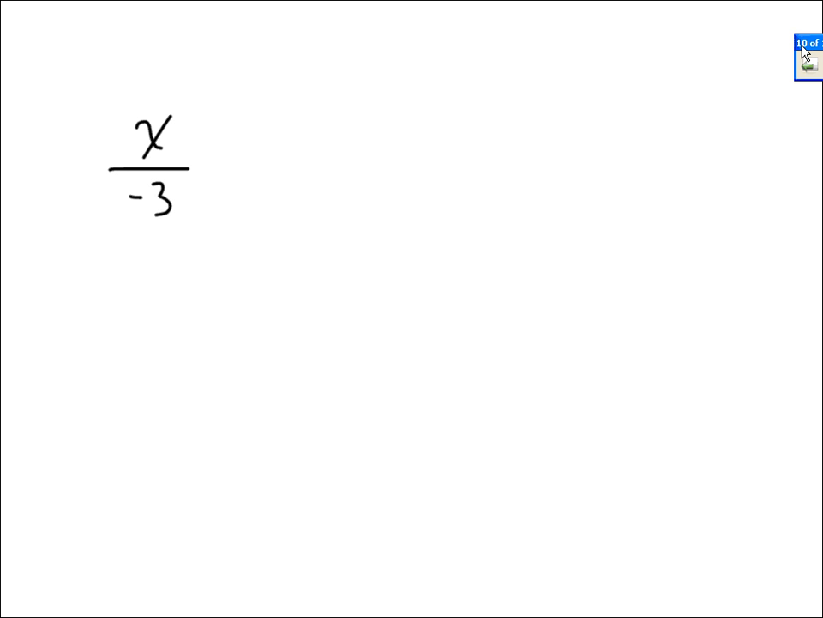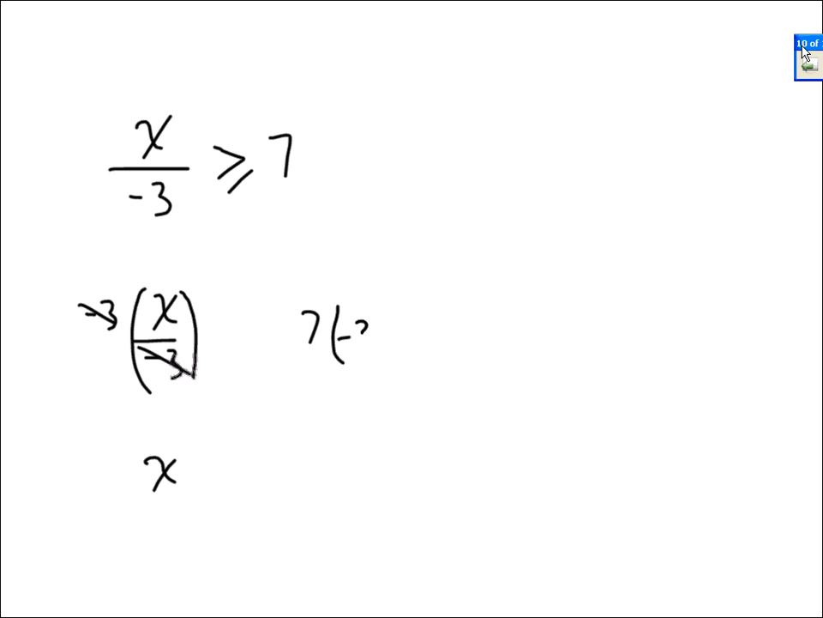x divided by negative 3 is bigger than or equal to 7. Well, to get x alone, you want to get rid of the division by negative 3. So you multiply by negative 3, and now it cancels and you get x. Multiply the right side by negative 3, you get negative 21.